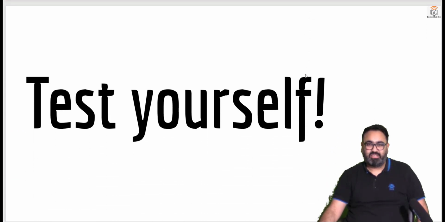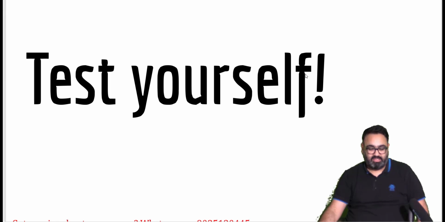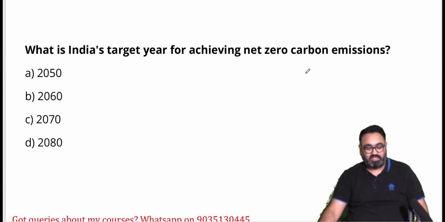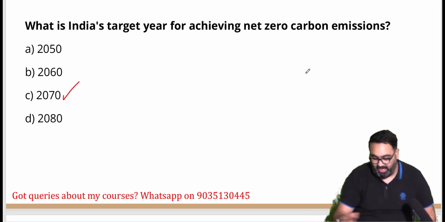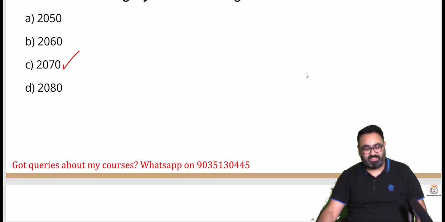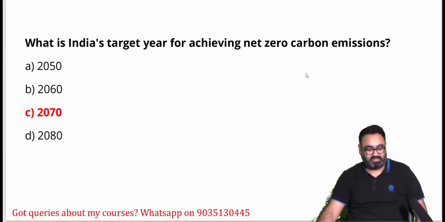This is the last test for you for chapter number 13, this economic survey. First, what is India's target year for achieving net zero carbon emissions? Pretty simple. 2070 is the year. Again, this is not forced upon us. This is something that we have committed by ourselves.